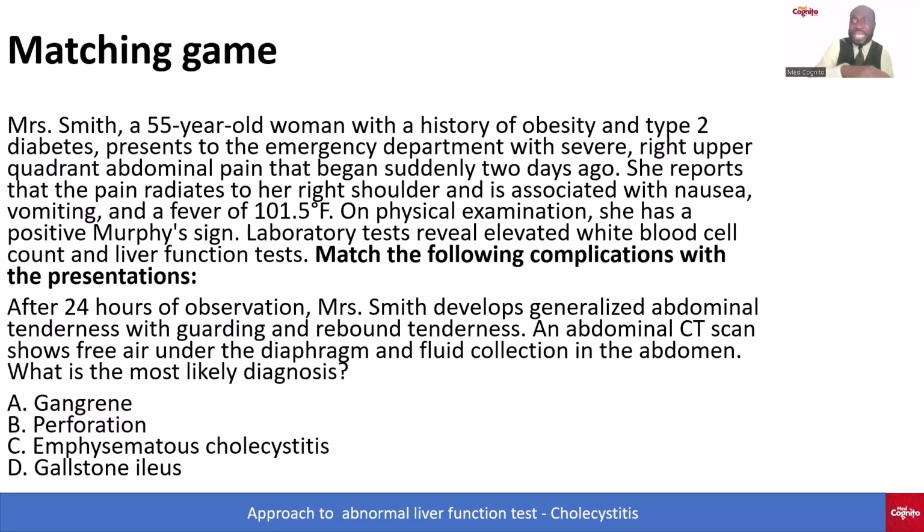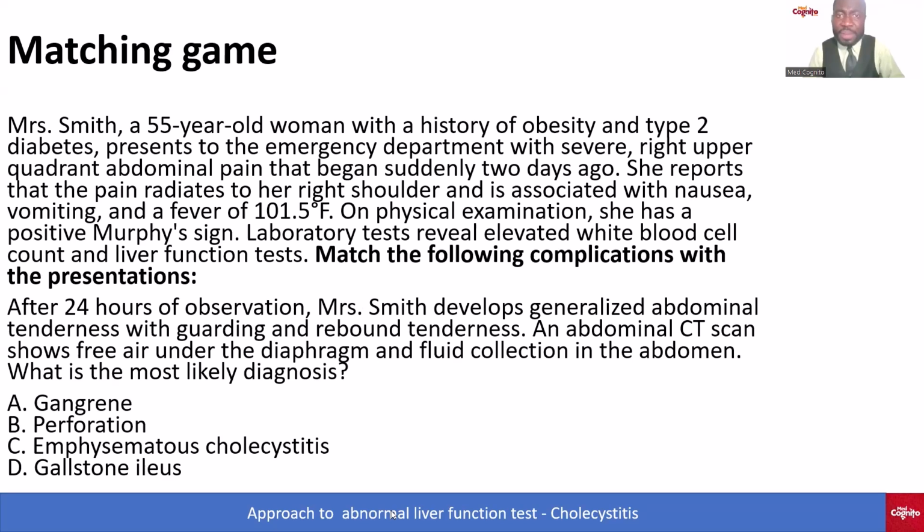Now, the same preamble, I give you another patient. After 24 hours of observation, Mrs. Smith develops generalized abdominal tenderness with guarding and rebound tenderness. An abdominal CT scan shows free air under the diaphragm and fluid collection in the abdomen. What complication has now occurred? Is it still gangrene or has the gangrene progressed to something different?